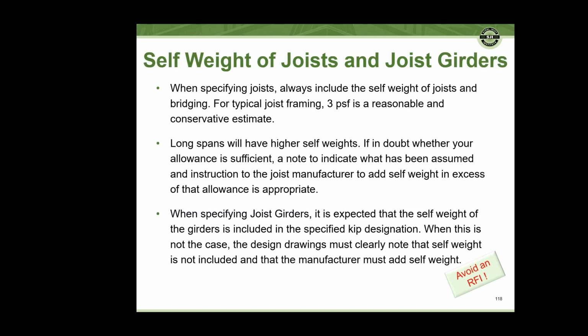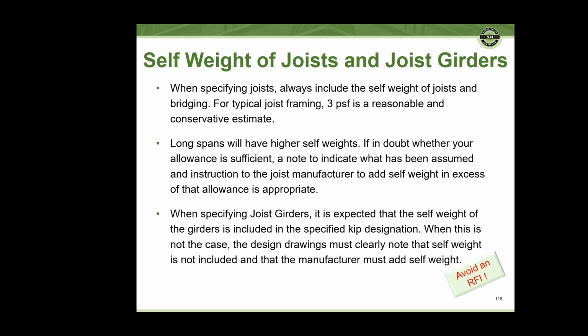A couple of notes about the self-weight of joists and joist girders. When specifying joists, always include the self-weight of the joist in the bridging. So if it's the load over load format or in selecting the standard designation, the self-weight should already be accounted for. 3 PSF is a good and reasonable number for typical joists, and there's not a lot to be gained from trying to fine-tune that to 2.7 or something that's only slightly less.